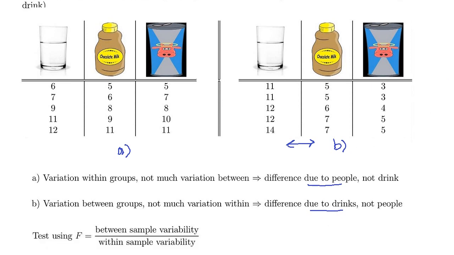And then the way that we will measure, that is our test statistic to measure how extreme our sample is, we're going to take the between sample variability, the variation from the different drinks, and then divide that by the within sample variability. And so if F is bigger, that means that there's more variation between samples than there is within samples, and that would mean that the differences in reaction time are due to the drink and not due to the people. So a bigger F value is more extreme.